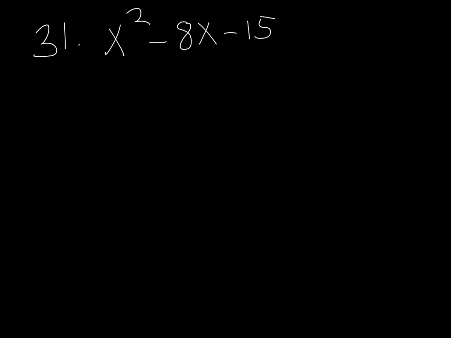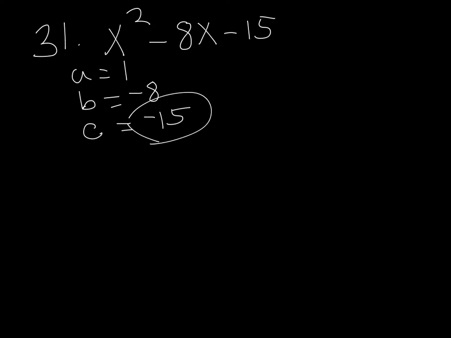Okay, and with this problem, A equals 1, B equals a negative 8, and C equals a negative 15. Okay, so now let's look at factors for the 15 here. So if you have a negative 15, think about what can you multiply to get that? Well, there's 1 and 15, and there's 3 and 5. There are no other options available for that, okay?